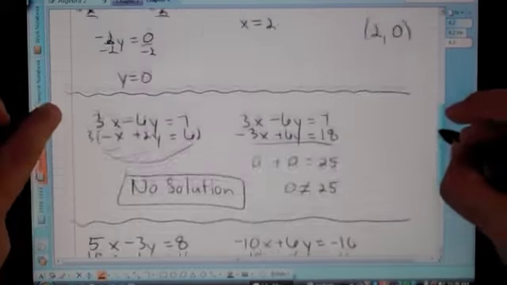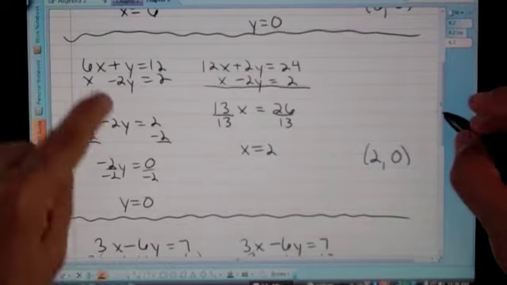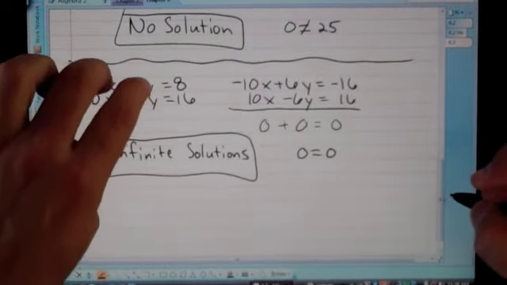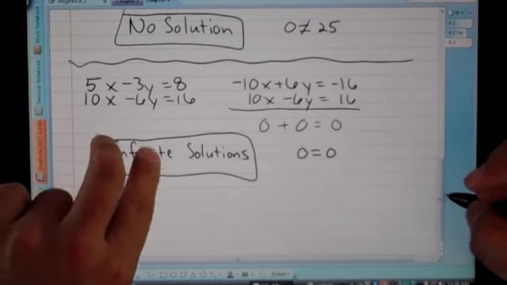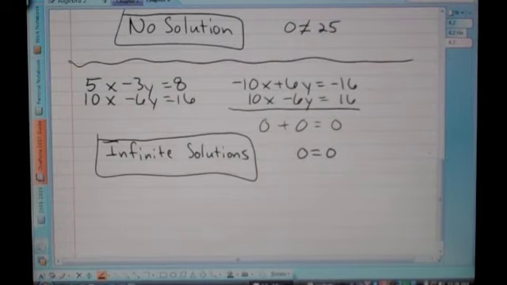For our first two examples, notice we can only use one set, 2 and 0, to work for both. What this one is saying is that no matter what you plug in for x and y, as long as it works on top, it will work on the bottom as well. There's an infinite amount of possibilities to make this true. So that is the elimination method.